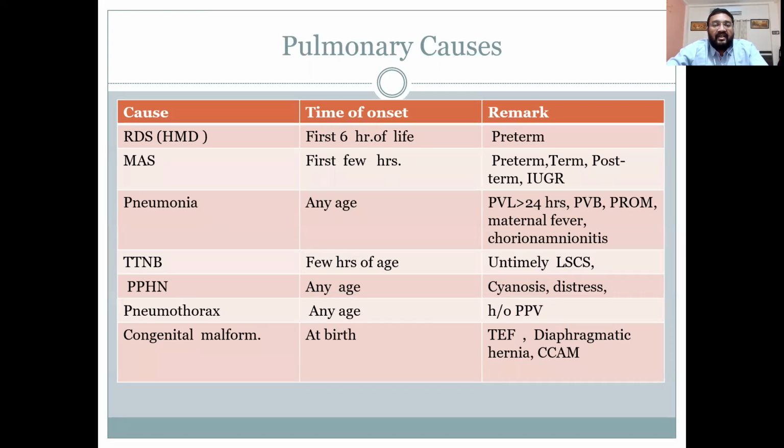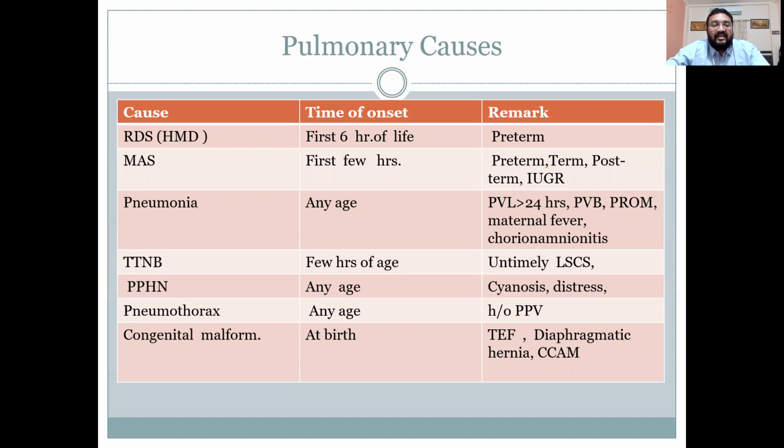Third is pneumonia. It can occur at any age. It is commonly associated with pervaginal leaking of more than 24 hours, pervaginal bleeding, premature rupture of membrane, history of fever in the mother, and chorioamnionitis. Presence of these features may point towards the presence of congenital pneumonia in a newborn with respiratory distress.